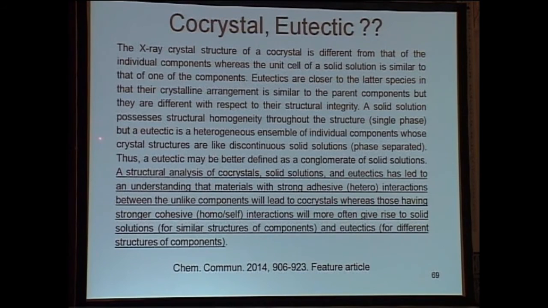A solid solution possesses structural homogeneity throughout the structure. It is a single phase, but a eutectic is a heterogeneous ensemble of individual components, and the differences are, as I said, only at the short range. So these are more like discontinuous solid solutions or phase separated material. Thus a eutectic may be better understood as a conglomerate of solid solutions.